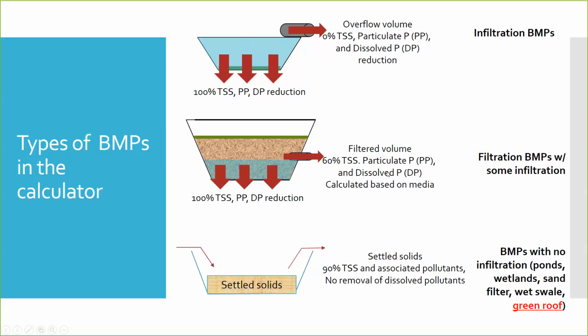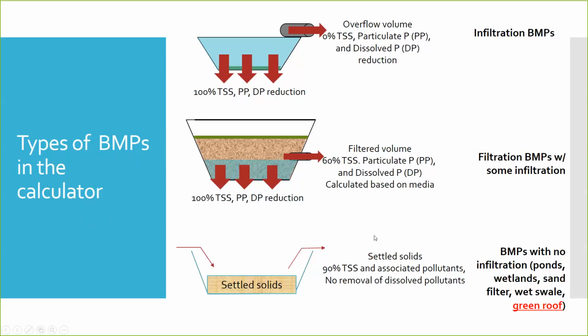Second type of practice are filtration best management practices. There is some infiltration in these BMPs below the underdrain, even if the underdrain is at the bottom. But most of the water in these practices is going to be captured by the underdrain after treatment and then returned into the stormwater drain.